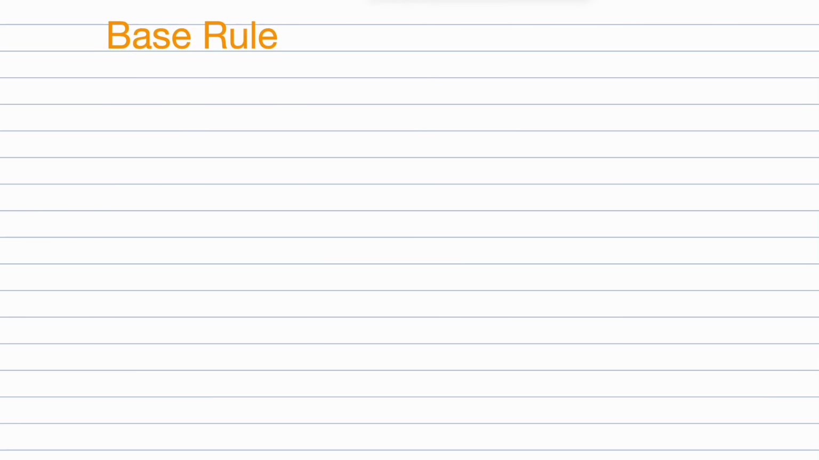Let's say log to the base b of a. The base rule is that it is log of a, whatever the value is, and put the base as a different log of b. So it is log of a upon log of b.